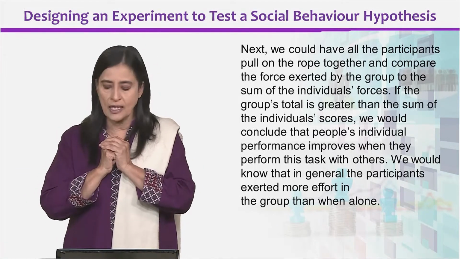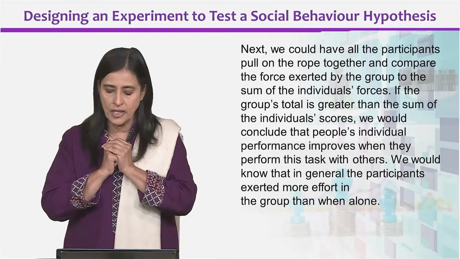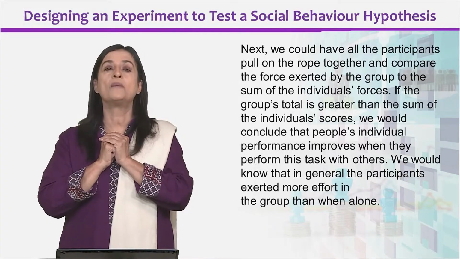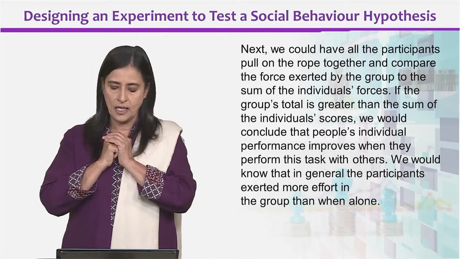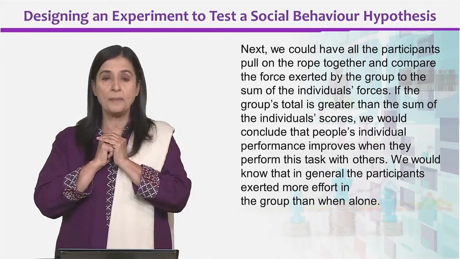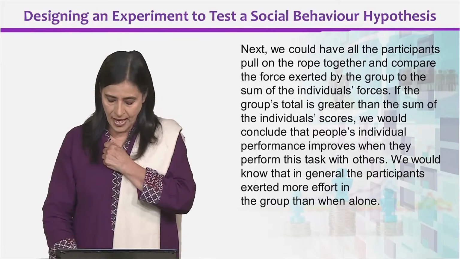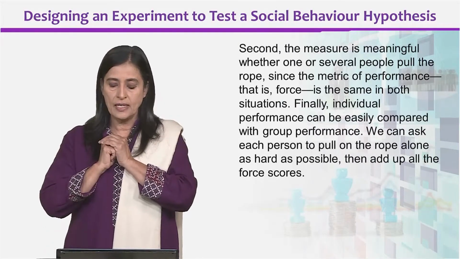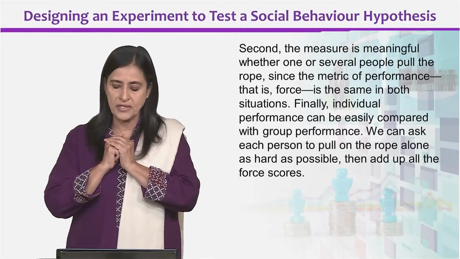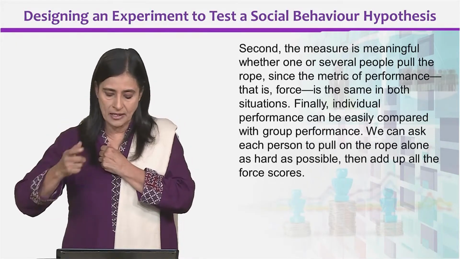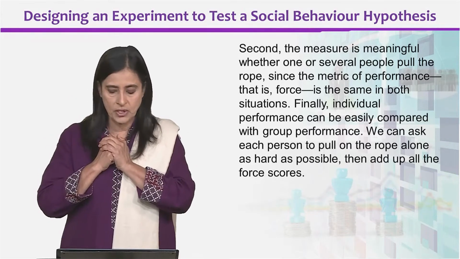If the group's total is greater than the sum of the individual scores, we would conclude that people's individual performance improves when they perform this task with others. We would know that in general, the participants exerted more effort in the group than when they were alone. Second, the measure is meaningful whether one or several people pull the rope, since the metric of performance, that is force, is the same in both situations.